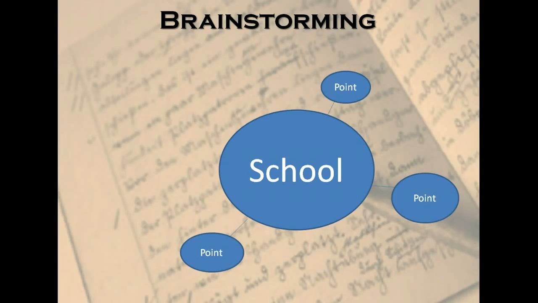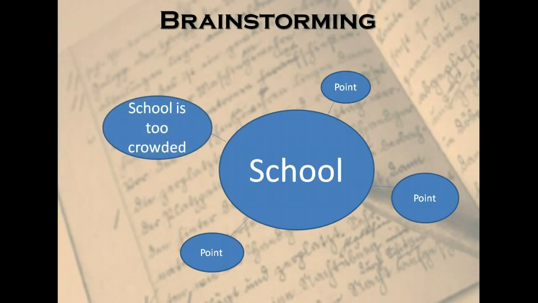I started off with a few points of the first things that came to my mind, but I didn't really like those. You can tell because they're just called point. Then I got to this one. School is too crowded. This is still a little bit general, but it's moving in the right direction. This includes a topic and my opinion. So now I want to start asking myself, why is school too crowded, and why does it matter that school is too crowded? Here's what I came up with at first.